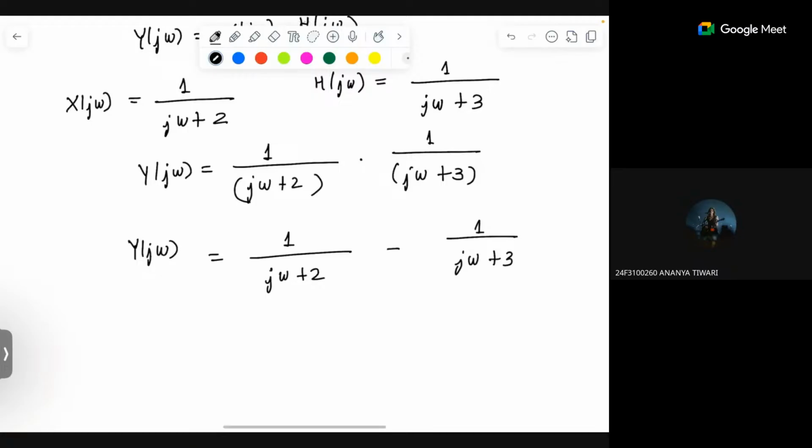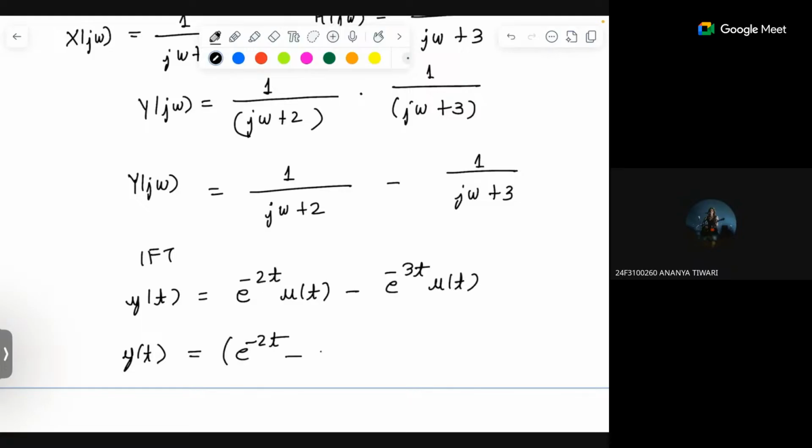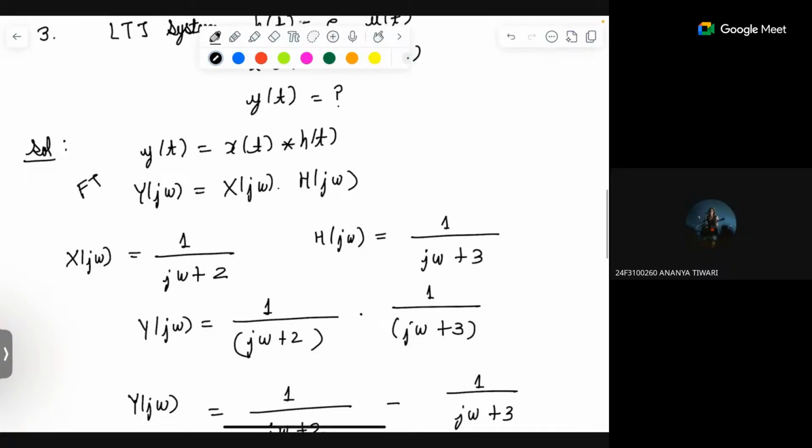Now let us find the inverse Fourier transform. So y(t) will be equal to e raised to the power of minus 2t u(t), next term minus e raised to the power of minus 3t u(t). If I write it together, it will be like this. Is this clear? Yes, ma'am. So this was by Fourier transform.